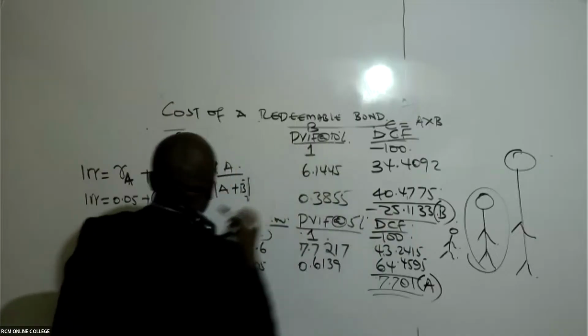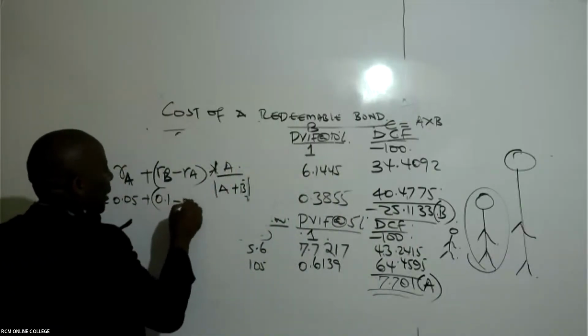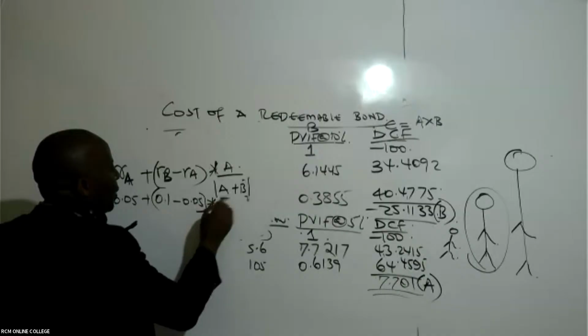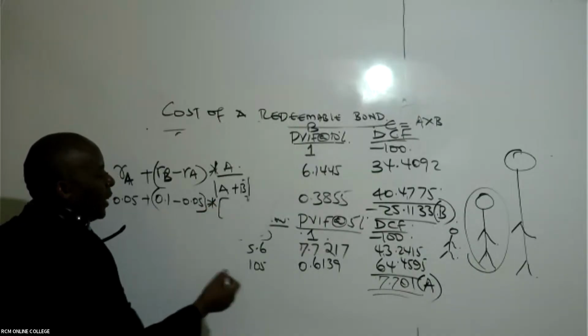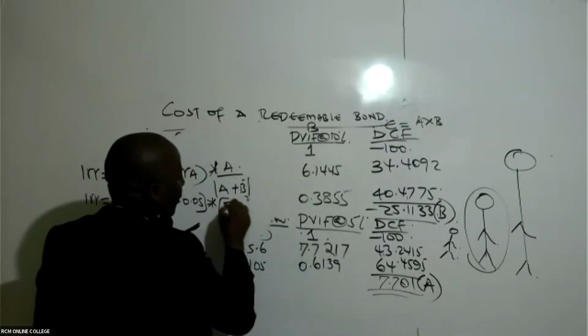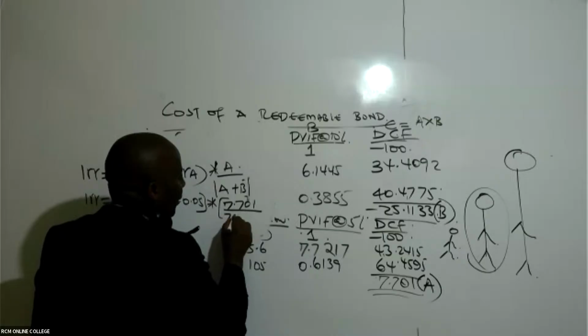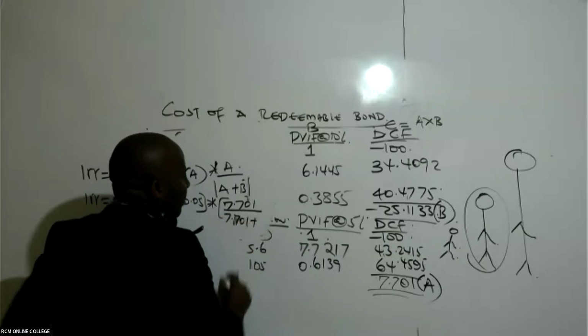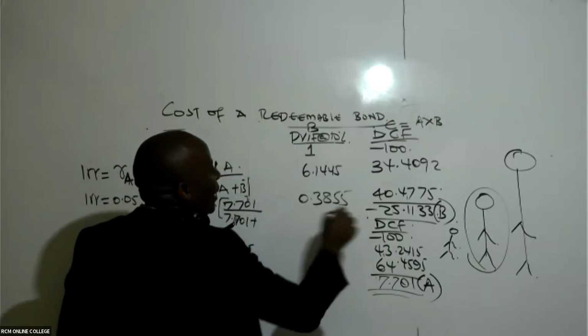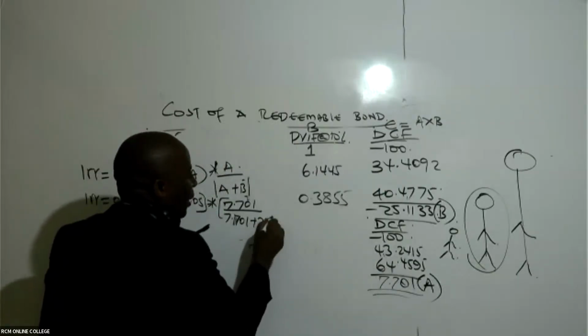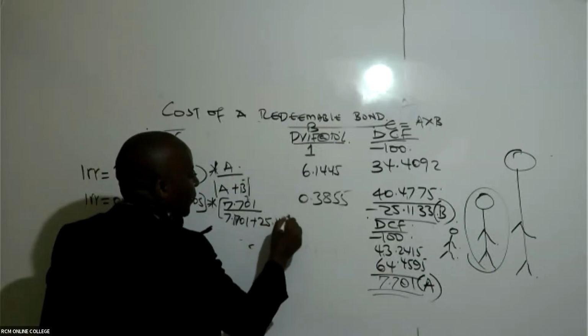This rate here, 10%. So we have here 0.1 minus 0.05 times, into brackets here, we have our A. Our A is a positive NPV, 7.701, all over 7.701, plus our B, absolute. Remember, absolute means that we assume that this B is positive.